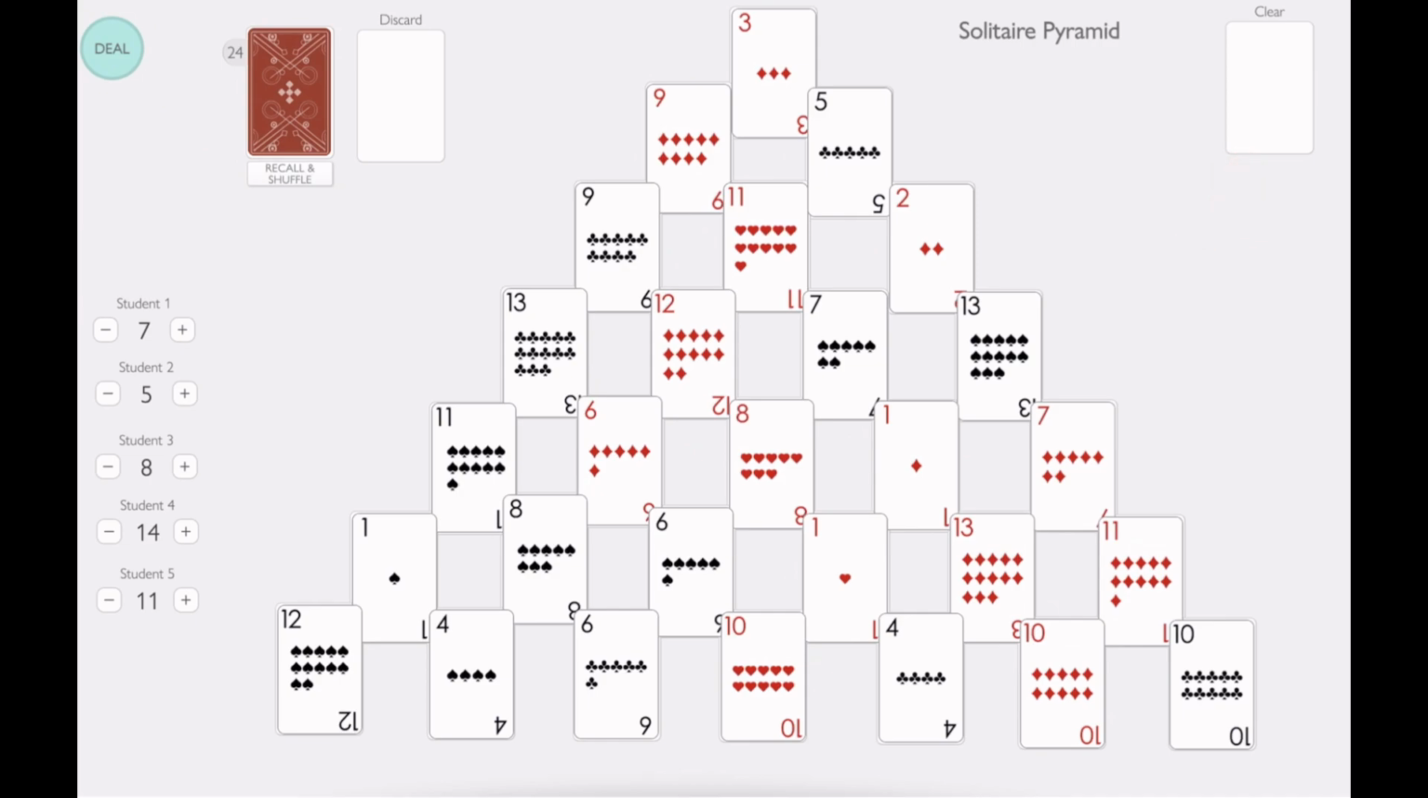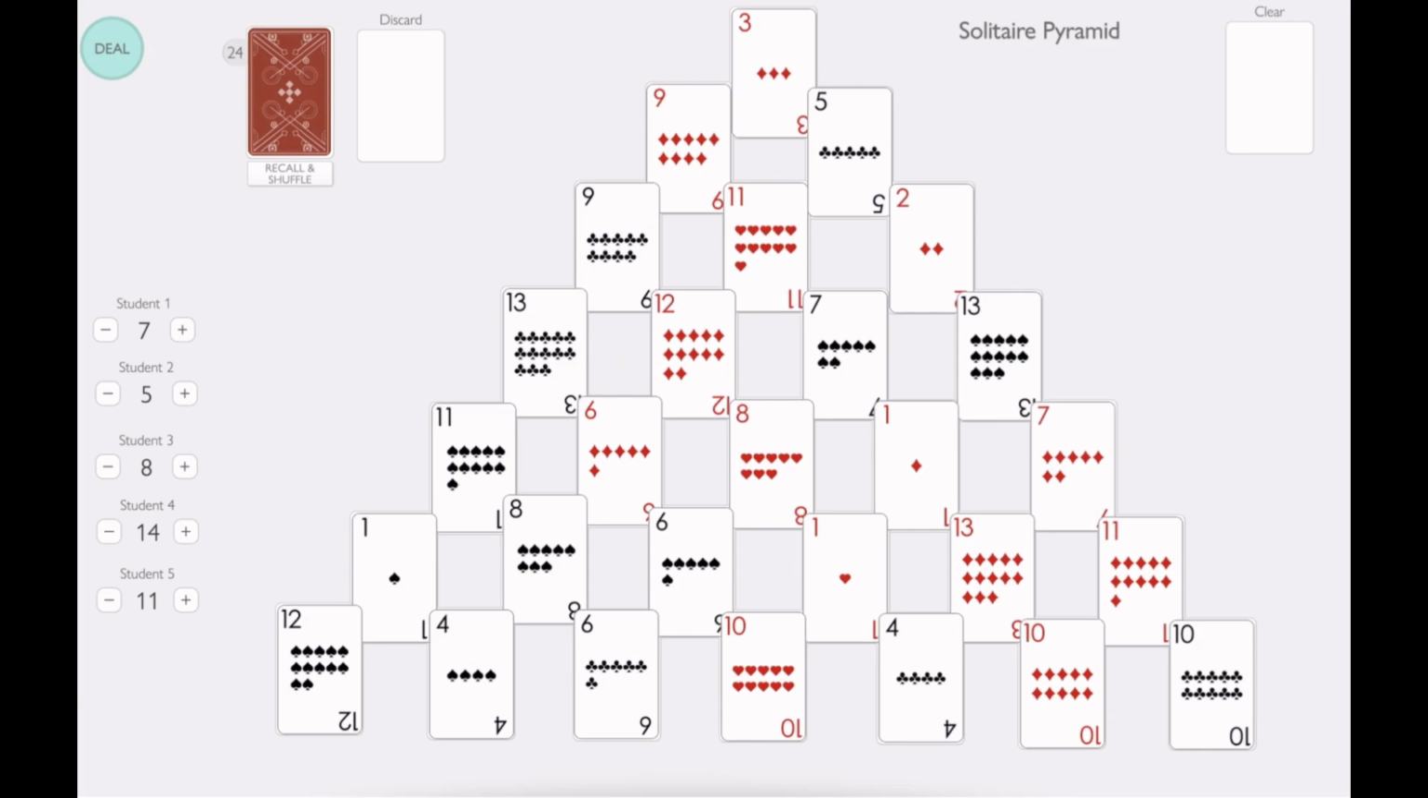However, if their target is not available, the student draws a card from the deck and tries to make their target number by combining the card they drew and an exposed card from the pyramid using addition or subtraction. If the student's target number can be made, they place both the card they drew and the card from the pyramid in the clear pile.